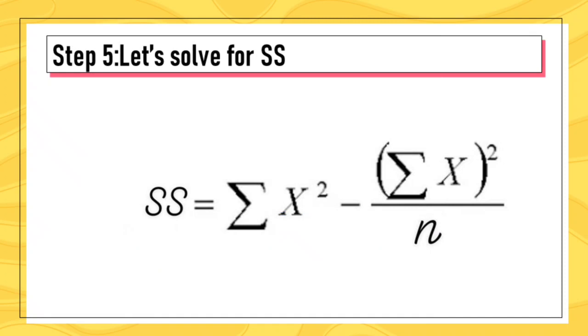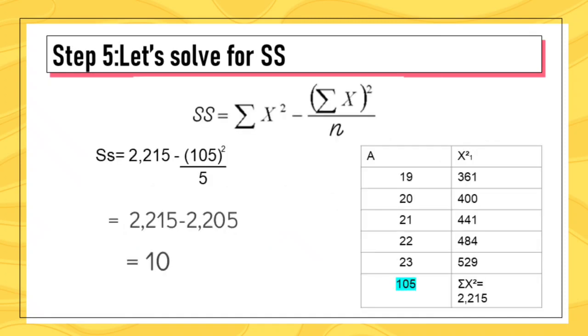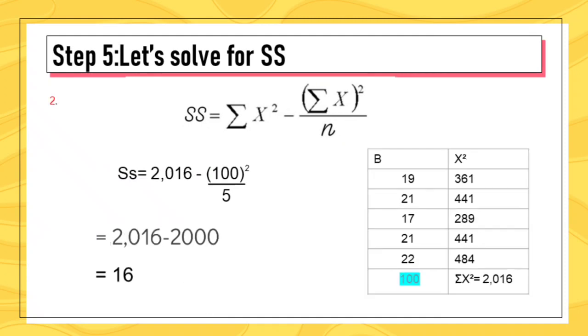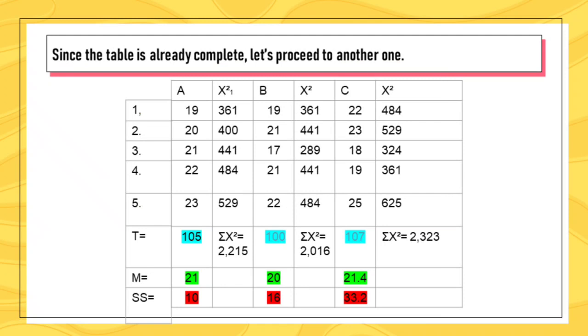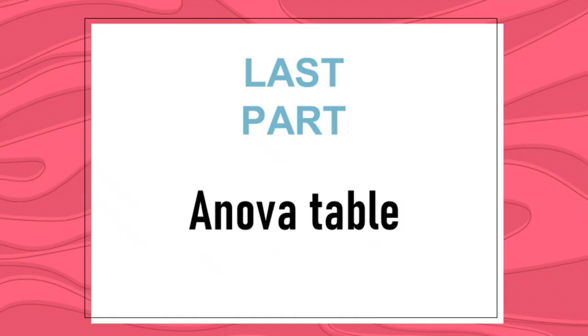Let's solve for the SS. We have a formula here that we need to follow. That's why we end up with an answer of 10. Do the same process here, so the answer is 16. Here also, we follow the formula, so the answer is 33.2. Our SS values are 10, 16, and 33.2.